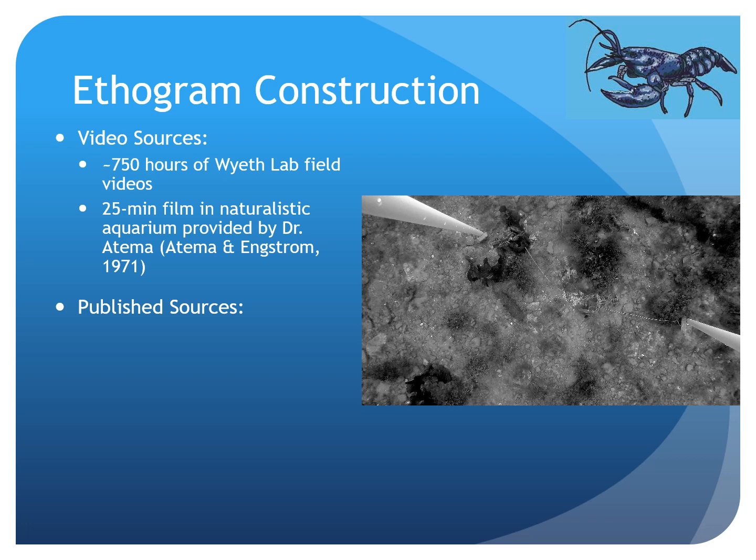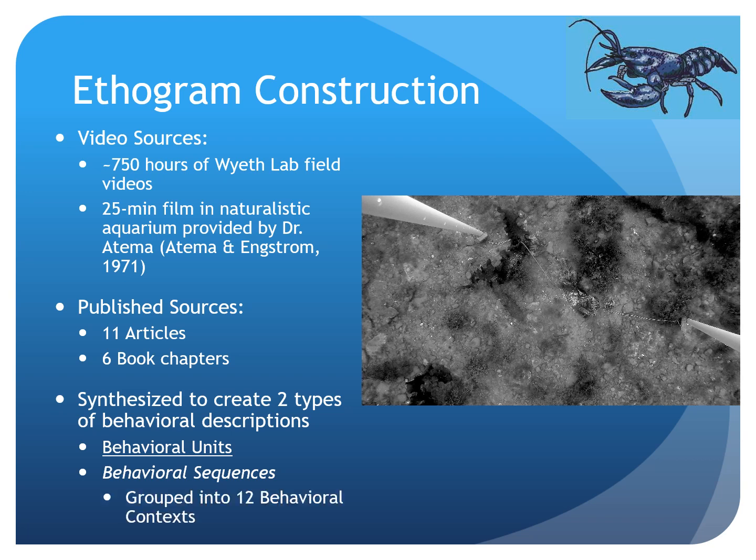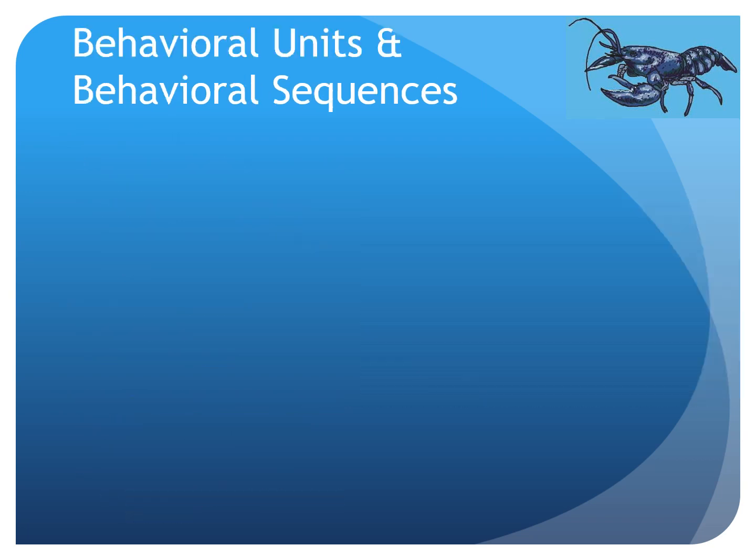I undertook a literature search to locate as many unique published ethograms as possible. I used both papers and books to form the basis of my final ethogram. Together, I used all of these sources to create two types of behavioral descriptions: behavioral units, which characterize basic movement patterns and are underlined, and behavioral sequences, which use behavioral units to build more detailed descriptions of behavioral patterns and are italicized, and are further grouped into 12 behavioral contexts.